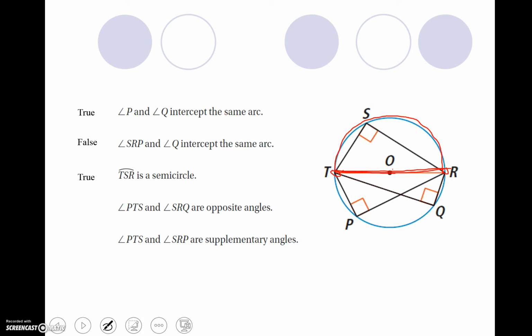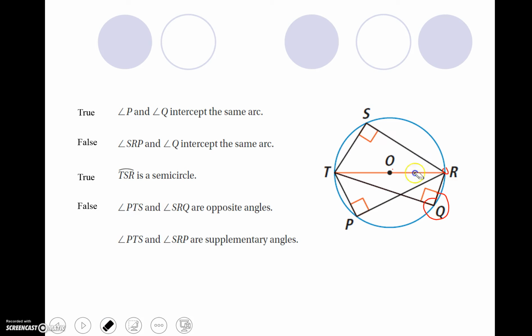My next question is whether angle PTS and angle SRQ are opposite angles. I have angle PTS, which is this angle here, and then angle SRQ. They are, in fact, not opposite angles. While they might be on opposite sides, we need them to share that point right there, which they don't share. So since angles P and Q are not connected, the correct answer here is false.